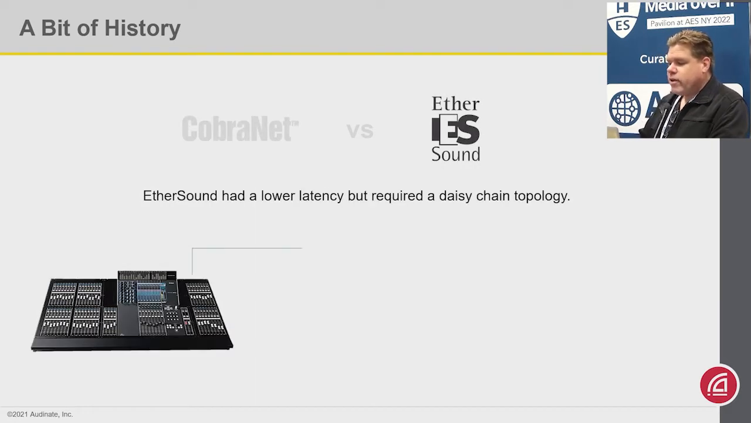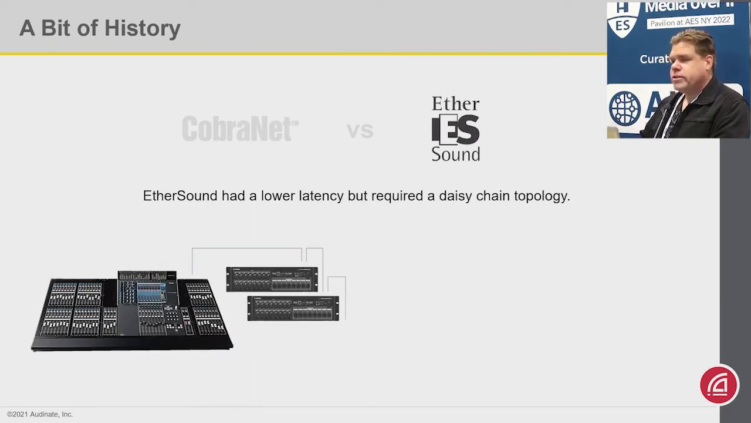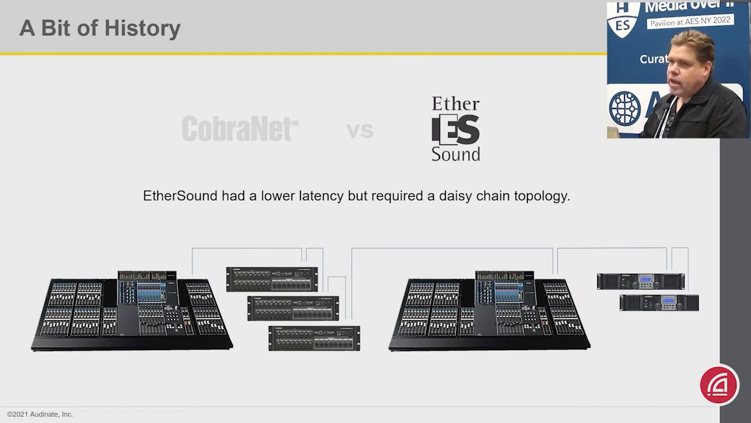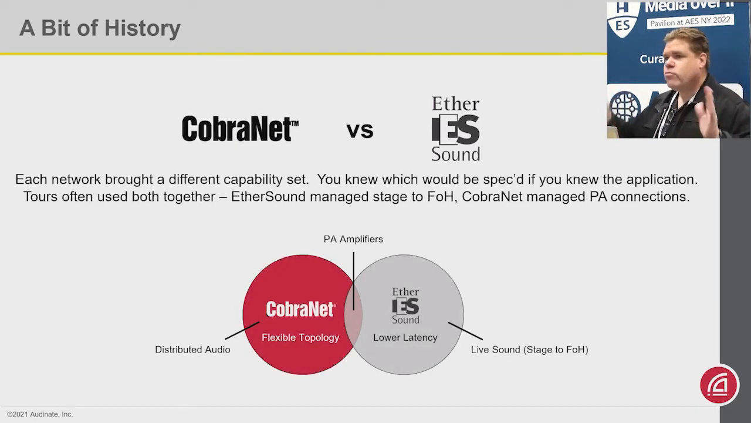But when EtherSound decided to come around and start making their solution, they decided we can get lower latency by avoiding the network at all. So they gave you the lower latency. The only problem was you had to daisy chain everything together. And so while we think of these as being competitors, if you really step back, you realize each one of these had a strength and a weakness. And if you look at the application that this network was going to serve, you would probably know what solution was going to win, regardless of how hard that sales rep worked at it.